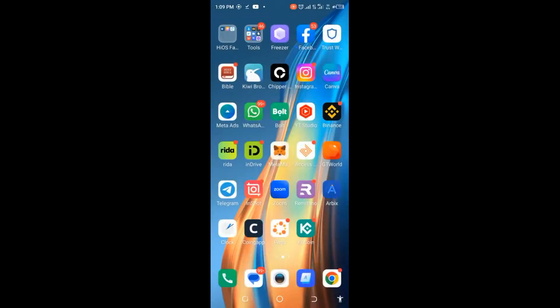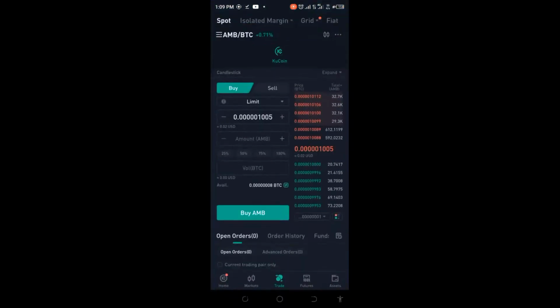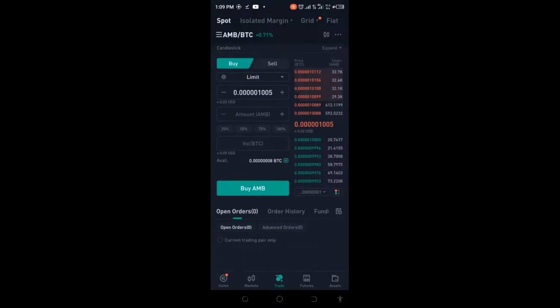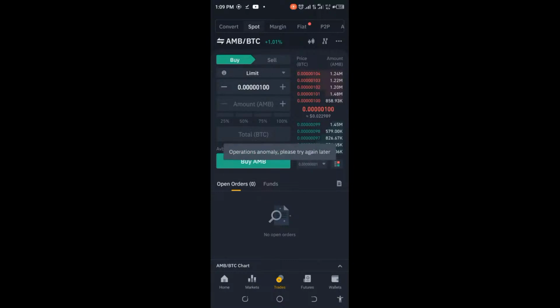Then in KuCoin, let's check what exactly it is. Let me try to refresh that. That's the price. You can see here, it's 0.0001005. So there's a difference, right? So we're just going to go over and see how we can exchange this. Go back into Binance, because it's going to be from Binance straight on.